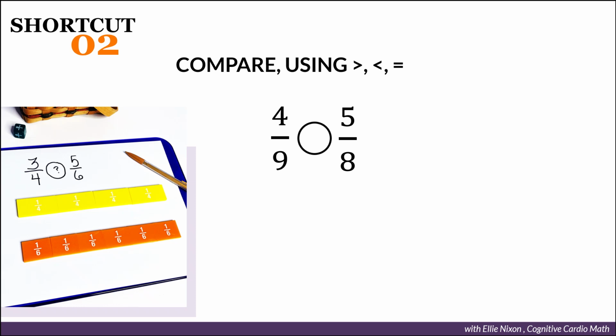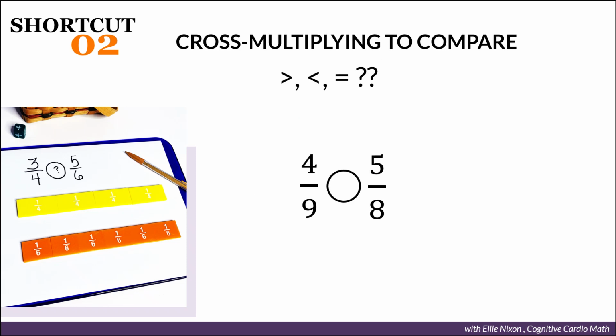Okay, here's the scenario in shortcut number 2. You ask students to decide which fraction is larger, and they do this. Cross multiply and get 4 times 8 is 32, and 5 times 9 is 45. And they decide that 4/9 is greater. Has this happened to you? I hope not, but based on other teachers' feedback, I'm guessing it probably has.